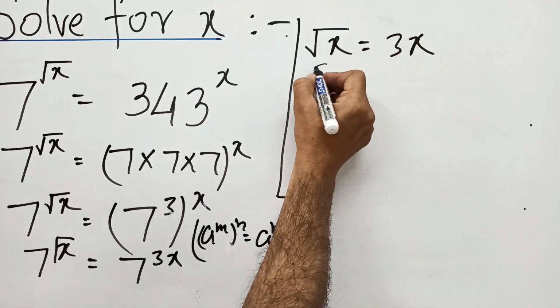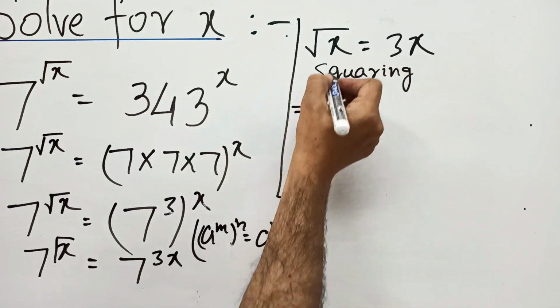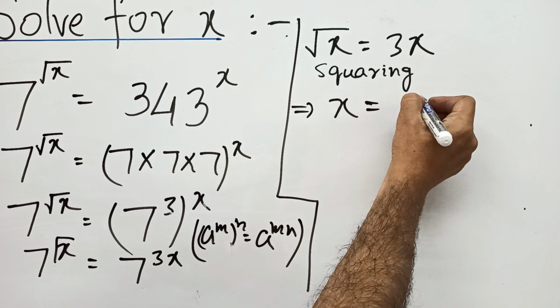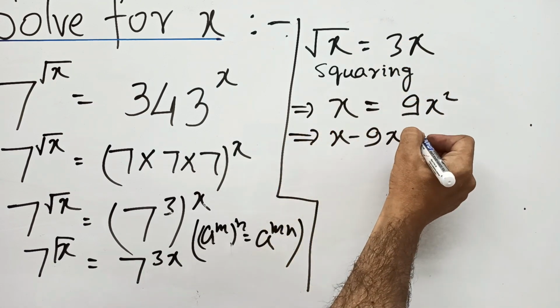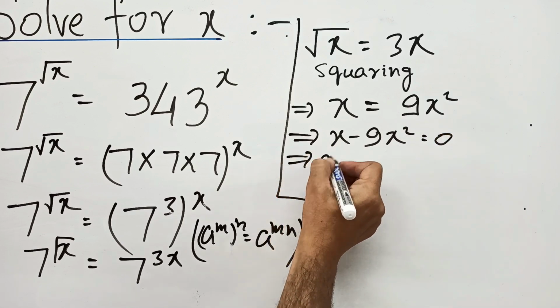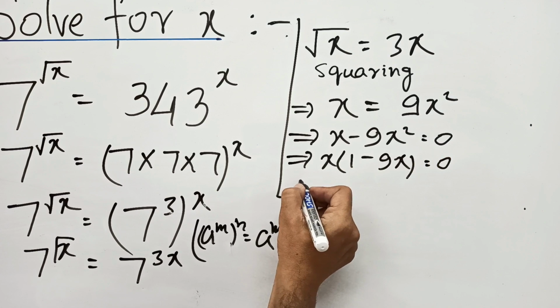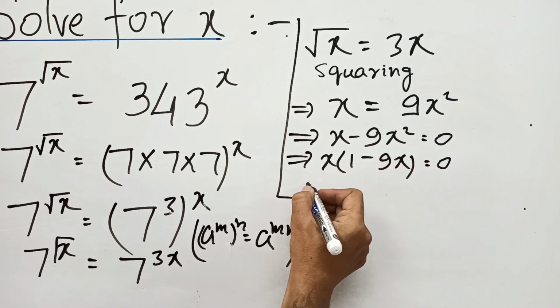Now squaring both sides, root x square will be x, and this will be 9x square. x will take common, either x is equal to 0 or this one minus x is equal to 0.